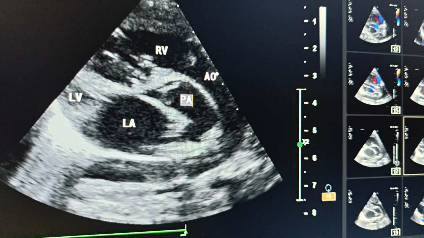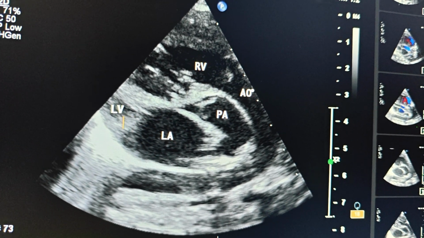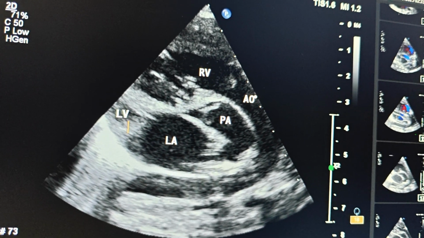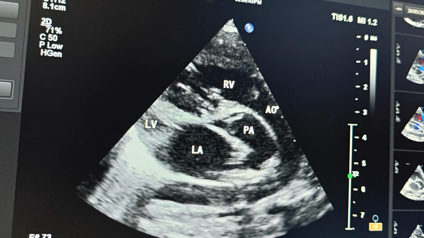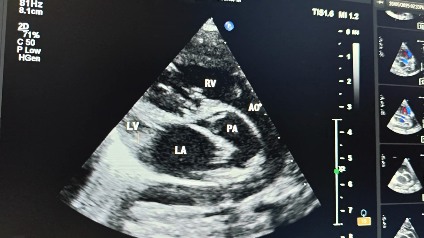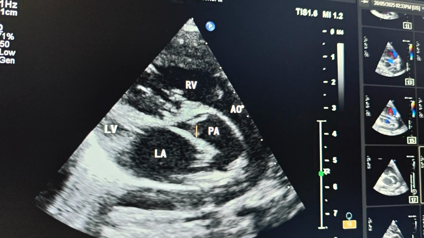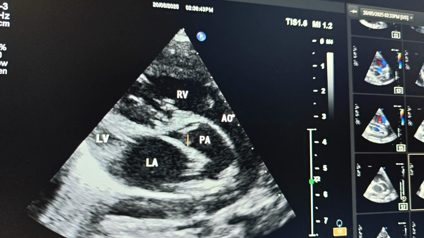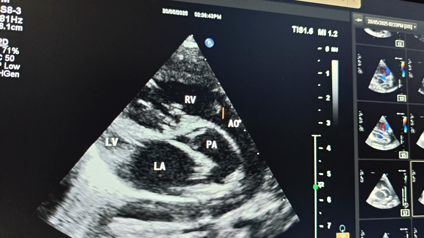Why do we call it D-transposition? Because the left atrium is connected to the left ventricle and the right atrium is connected to the right ventricle. There is atrioventricular concordance, so they are normally related between atrium and ventricle. But when it comes to ventricle to great arteries, it is inverted. So there is discordance. The left ventricle is connected to the pulmonary artery and the right ventricle is connected to the aorta.